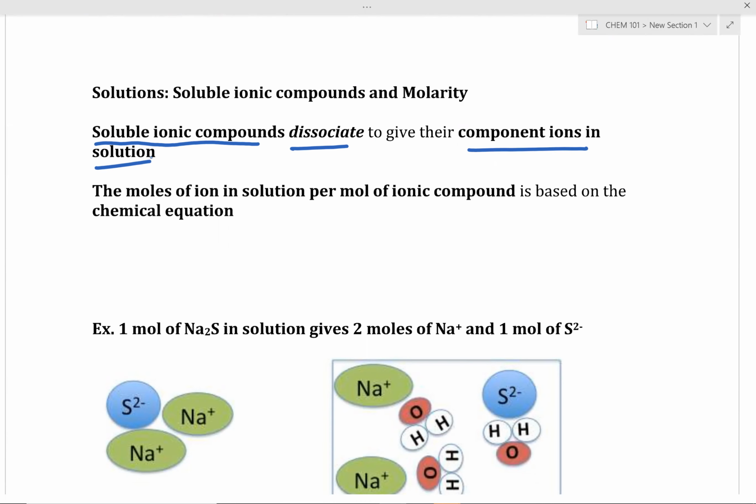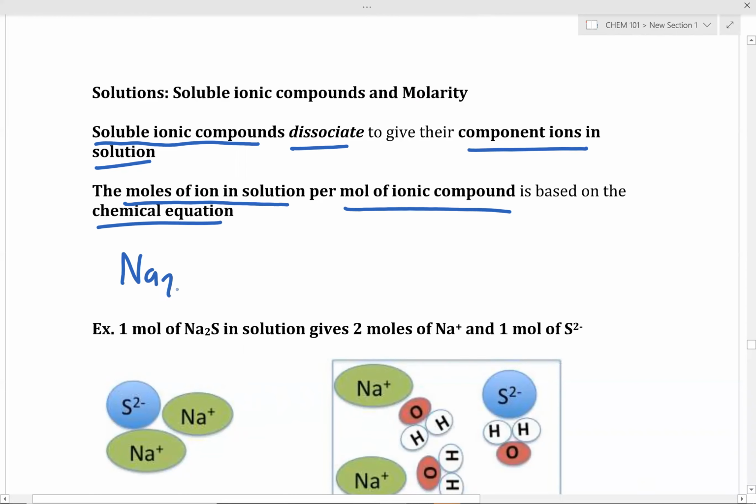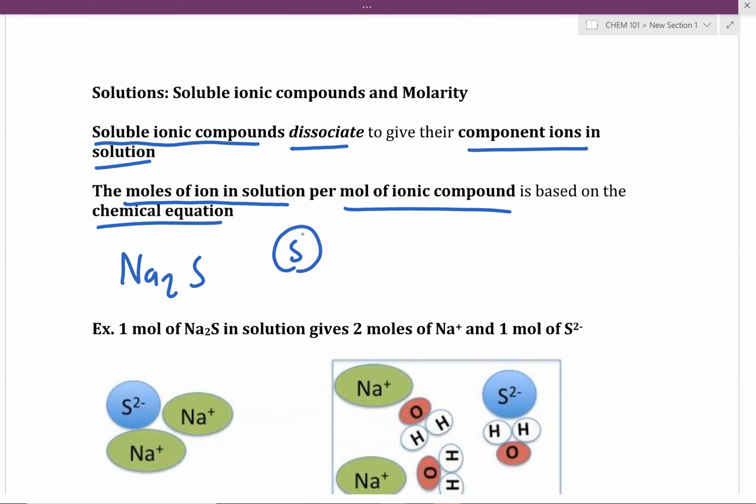As a consequence of that, the moles of ion in solution per mole of ionic compound is based on the chemical equation. So, for example, let's dissect sodium sulfide. And let me draw a picture. So we have our sulfur.